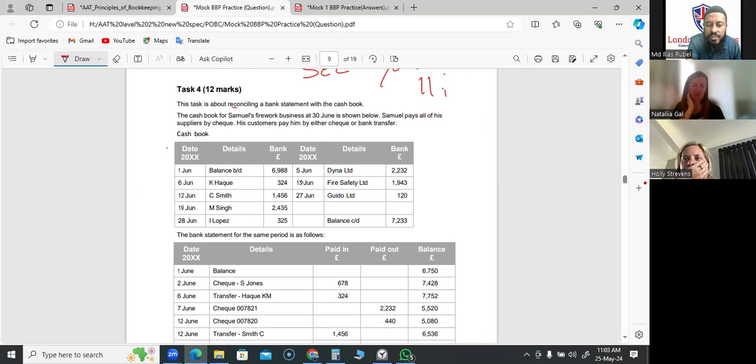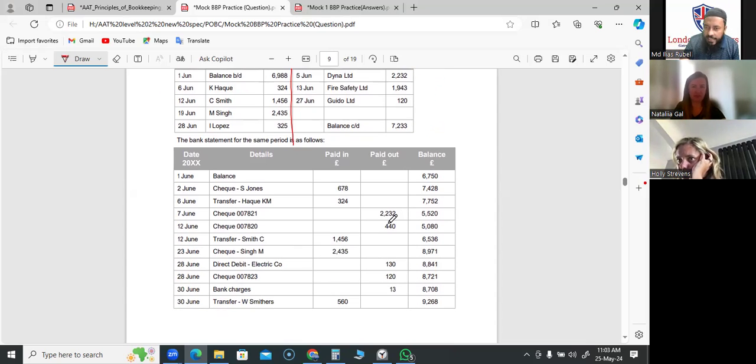This task is about reconciling the bank statement with the cash book. The cash book of Samuel's Firework Business, 30th June, shows this. This is the cash book: this is the debit side, this is the credit side. The debit side means money in and the credit side means money out, regarding the bank. Do remember that. Accountants prepare the cash book, and this is the bank statement, BS, which the bank prepares.